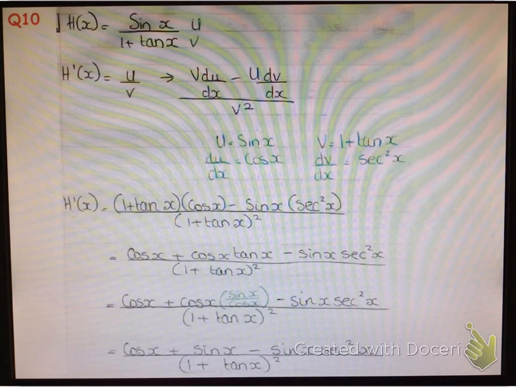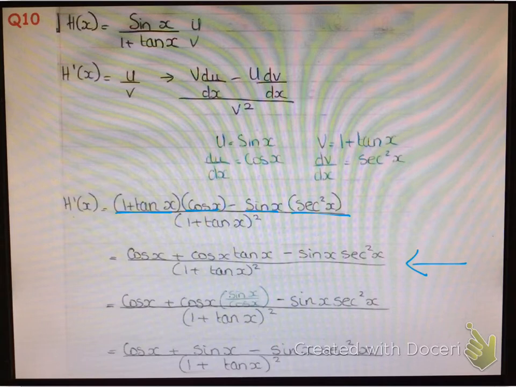Then put it all into the formula. So I've got v du dx, and then minus your u dv dx all over v squared. Tidy it all up, multiply it all out. You'll get your next line. Okay. Tidy it up further.